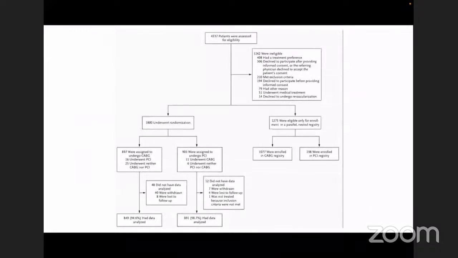So this shows the included patients and the reasons for exclusion. For example, some patients were ineligible because they had treatment preferences or declined the procedure. A cardiologist, an interventional cardiologist, and a cardiac surgeon examined all these patients. For the patients with only one preferred revascularization method, they were enrolled in a parallel nested registry.